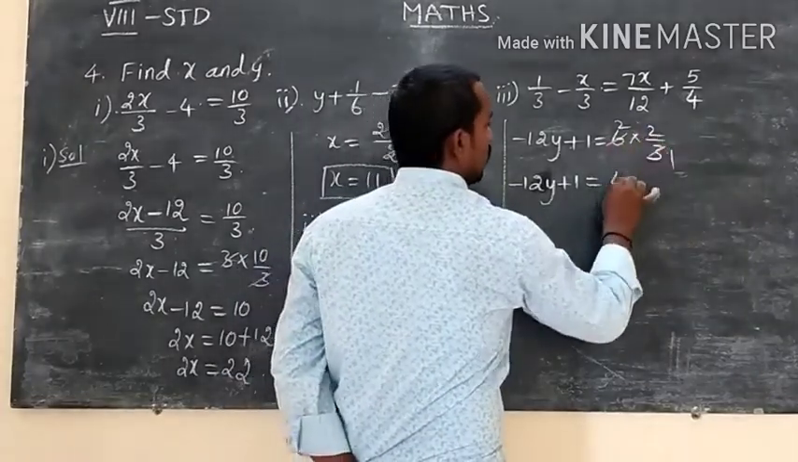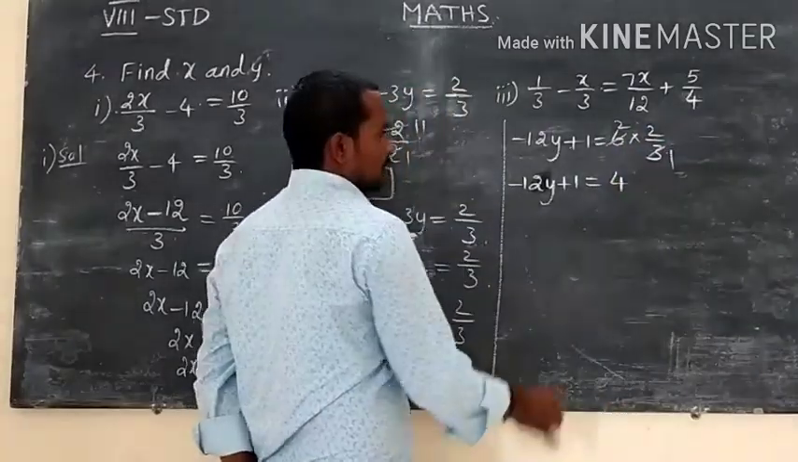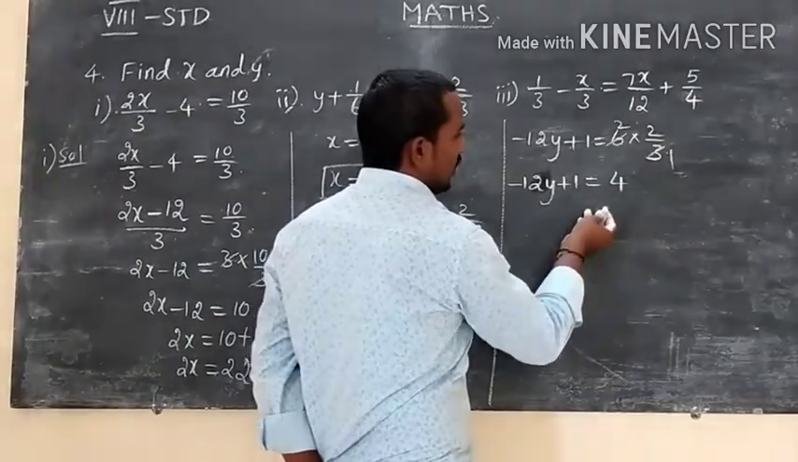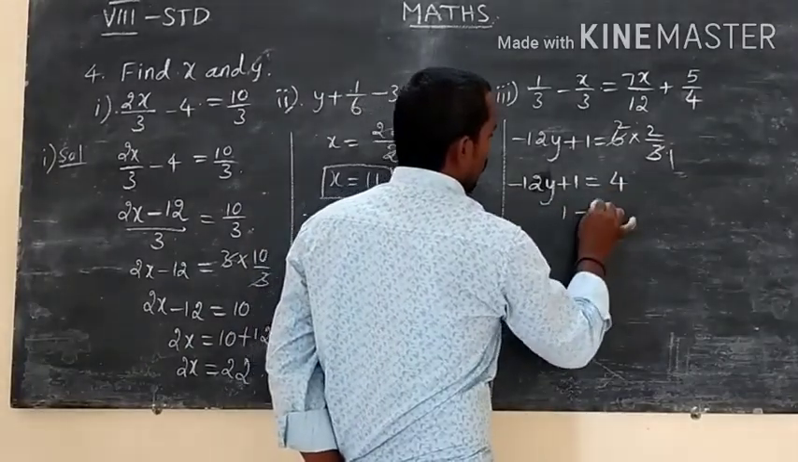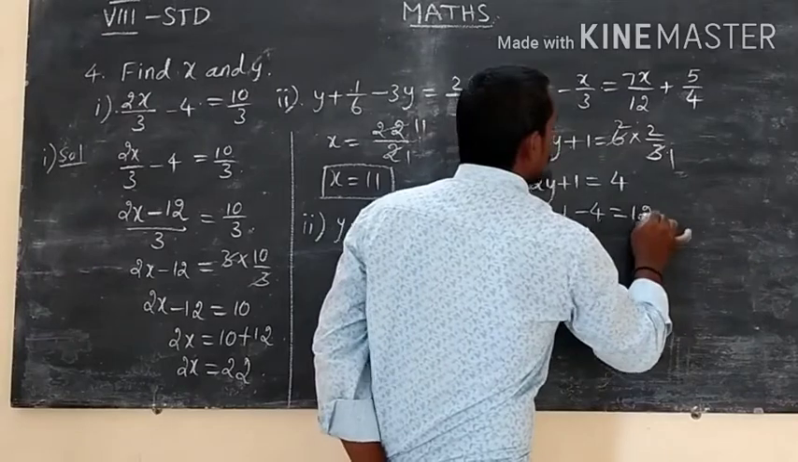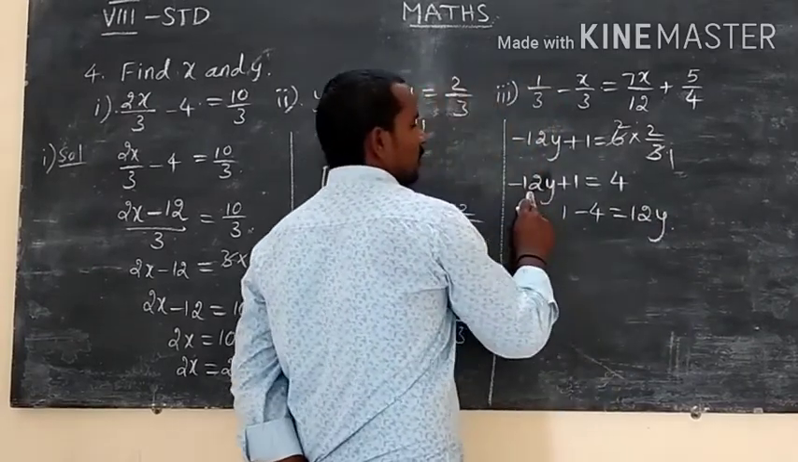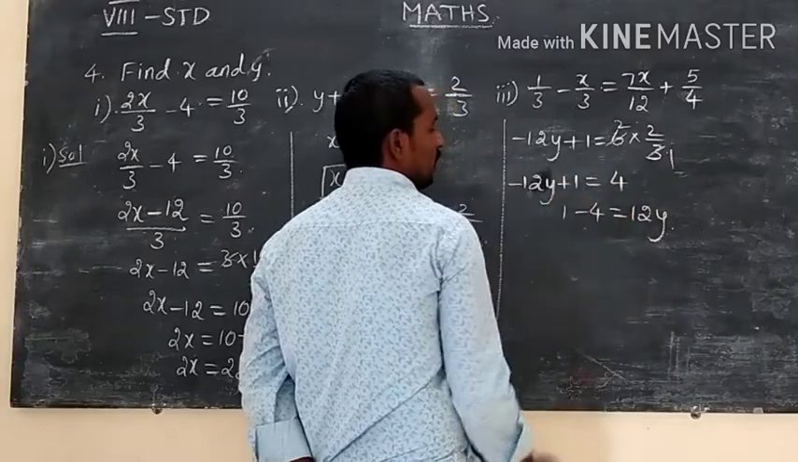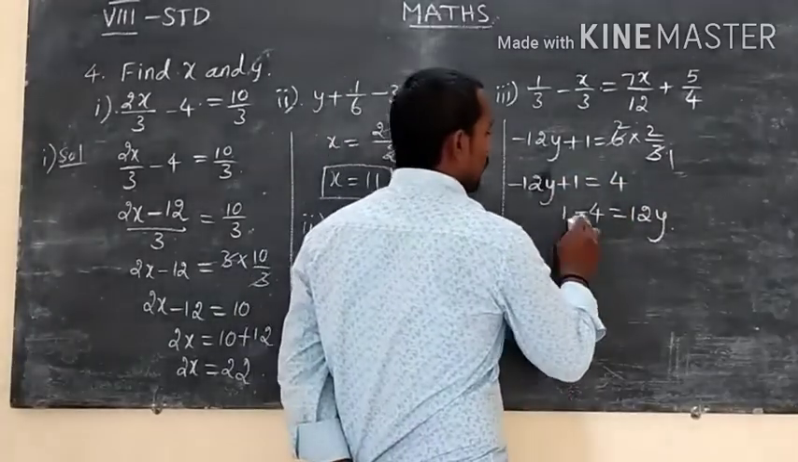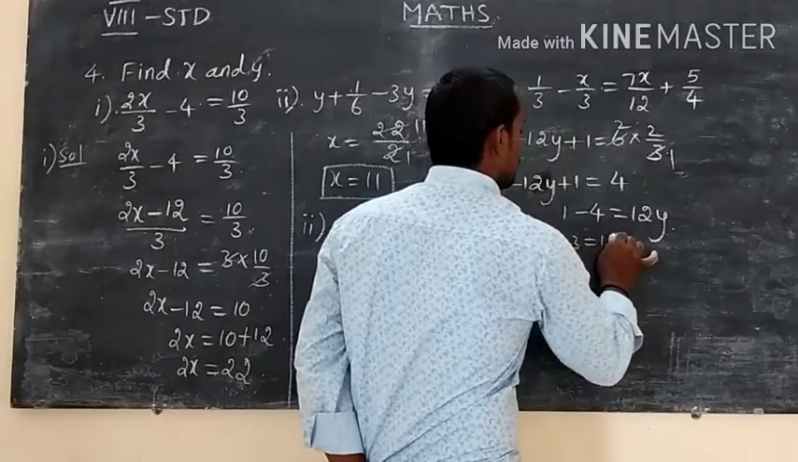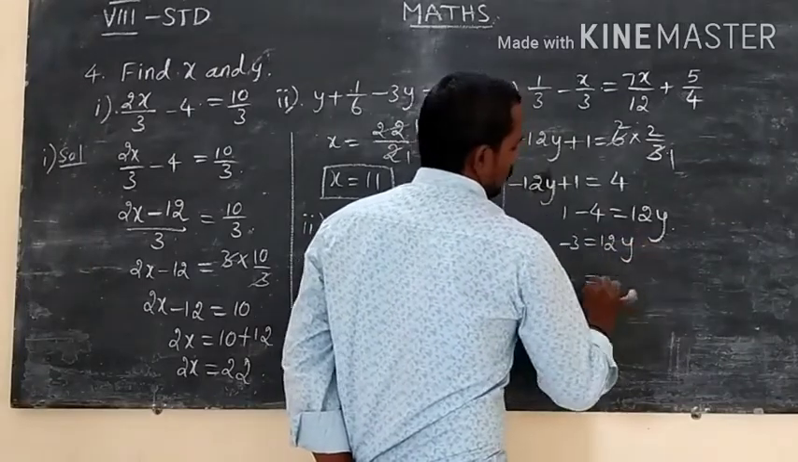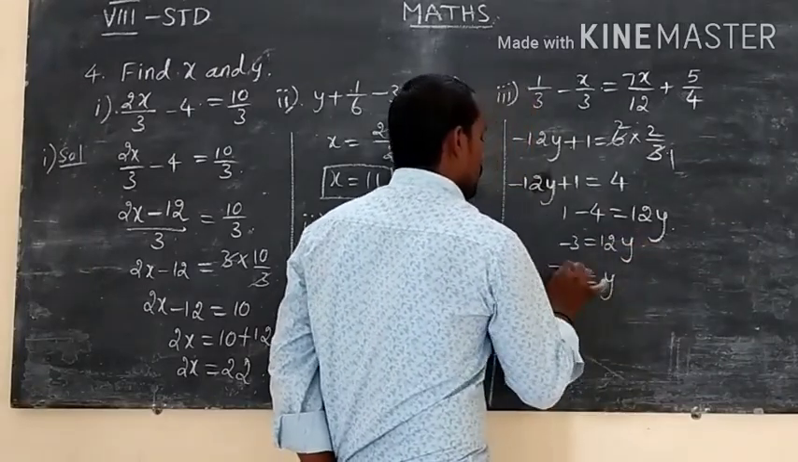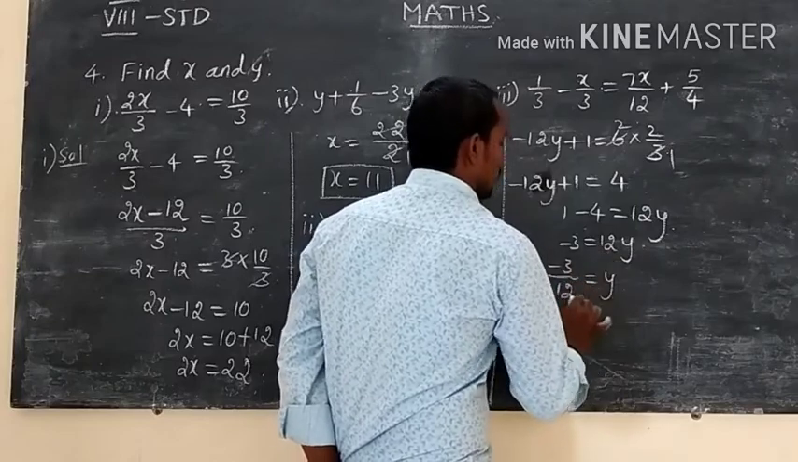Then 2 2s are 4. Okay. Then making the transposition, 1 minus 4 equal to 12y. The 12y transposes to the right side and also the plus 4 transposes to the left hand side. Okay. So 1 minus 4 is minus 3 equal to 12y. So y is equal to minus 3 divided by 12.